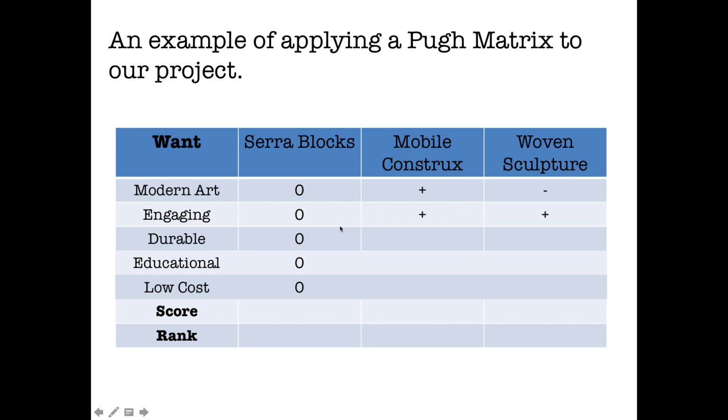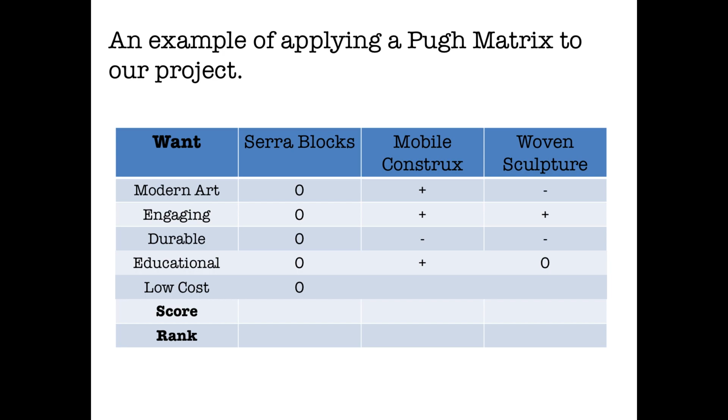Engaging, I felt like the Sarah Blocks are blocks, right? So there's only so much you can do with balancing blocks. Mobile constructs, there's a lot going on there with torque. There's kind of like a static equilibrium that can be happening there. And the same thing could be happening with the woven sculpture, right? Durable, okay, again, everything referenced to the Sarah Blocks. Sarah Blocks are going to be indestructible. The mobile constructs and the woven sculpture I felt like were lesser in terms of durability.